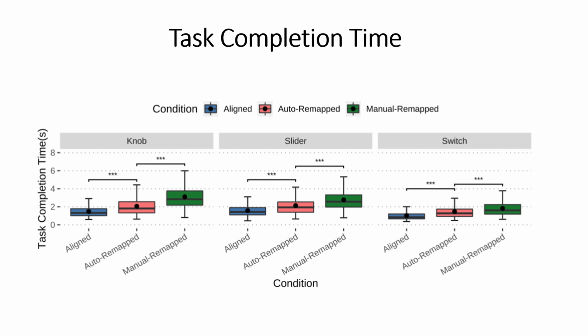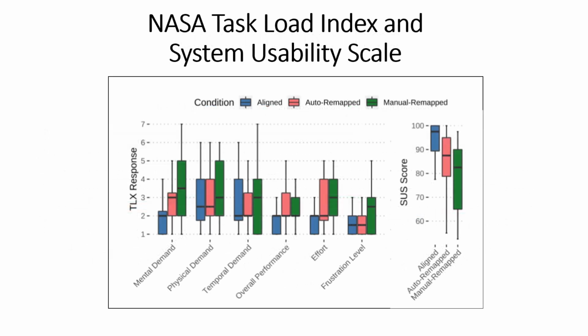In our results, we found that the condition with the aligned interface had significantly lower task completion time than the auto-remapped condition with the remapped interface. We expected that the manual synchronization would take longer given the necessity to move the controls twice. This was confirmed with the completion times for our auto-remapped condition being significantly lower than the manual remapped condition. For task load and usability, we noticed a general trend toward the aligned interface. However, we found no statistical significance in these results.